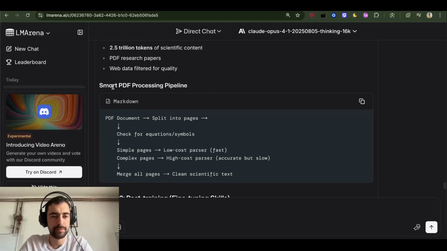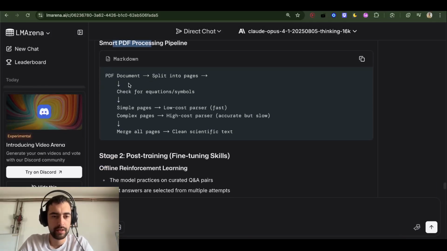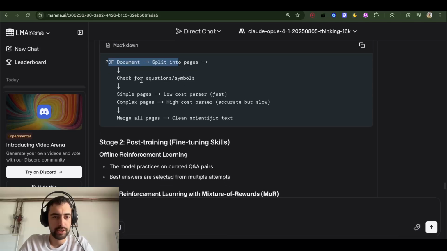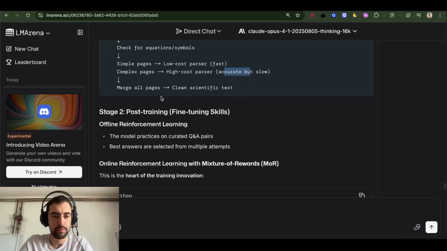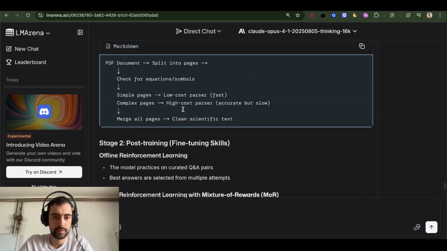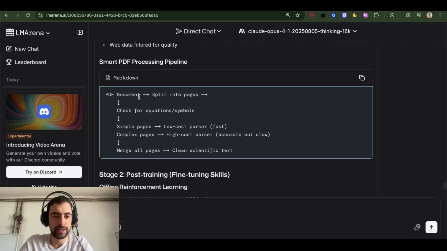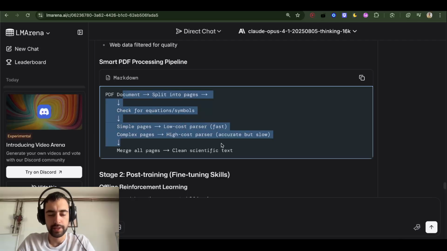They have this smart PDF processing pipeline. So PDF document splits into pages, check for equation symbols, simple pages, low cost parser fast, complex pages, high cost parser, accurate but slow, merge all pages, clean scientific text. I don't know if they released this, but I wish they released all of this.